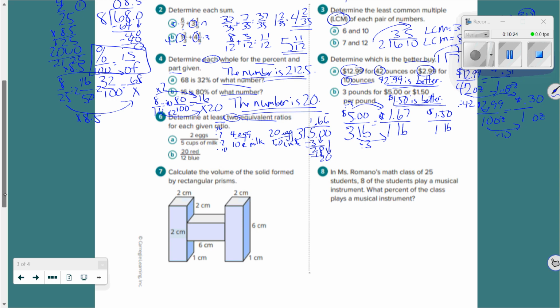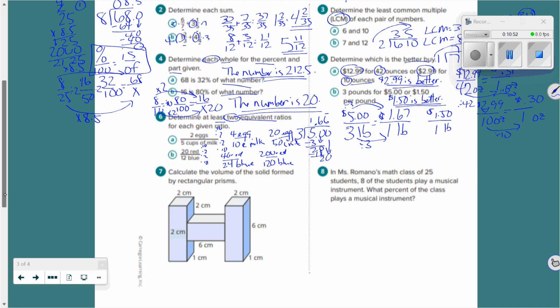I can pick any numbers I want to. The key is I need to multiply my numerator and denominator by the same number. That gives me an equivalent fraction. The second one, I would do the same thing. I'm going to multiply them both by 2. That gives me 40 red and 24 blue. And then I'm going to multiply them both by 10. That's going to give me 200 red and 120 blue.